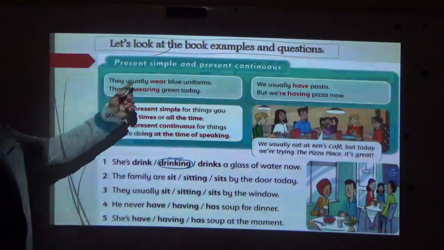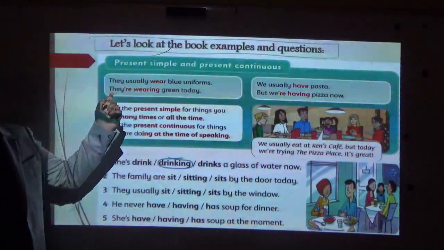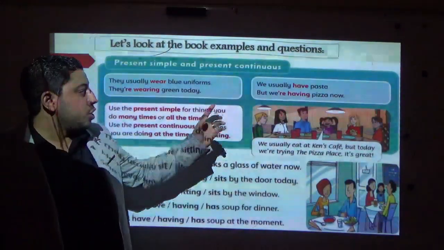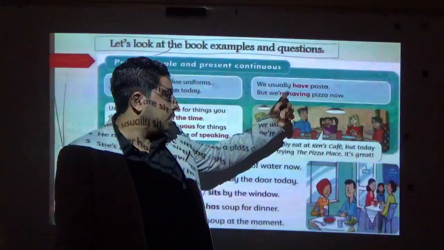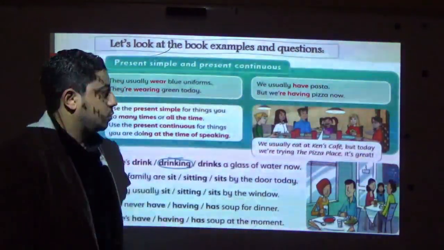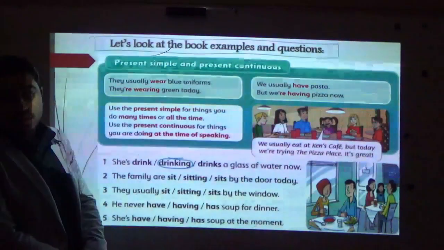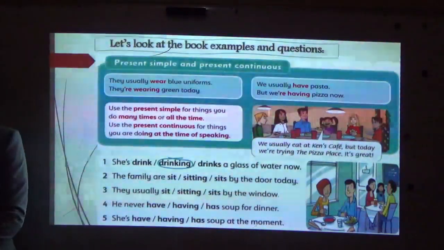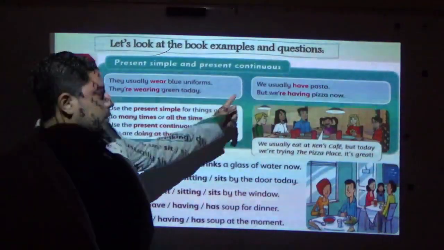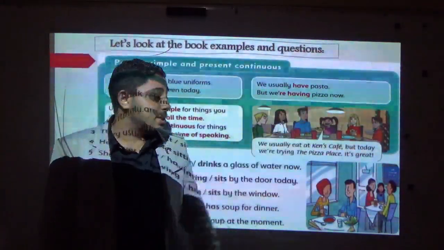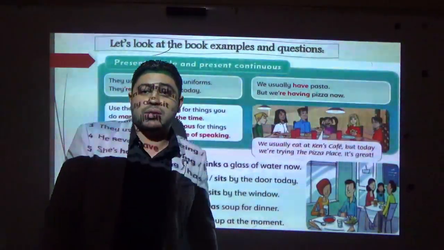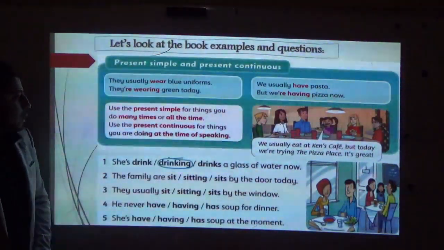Very good, excellent. This one is present simple and this one is present continuous. Excellent. Next, we usually have pasta, but we are having pizza now. So which one is present simple and which one is continuous? Who can answer? Yes, very good. We usually have pasta is present simple, but we are having pizza now is present continuous.